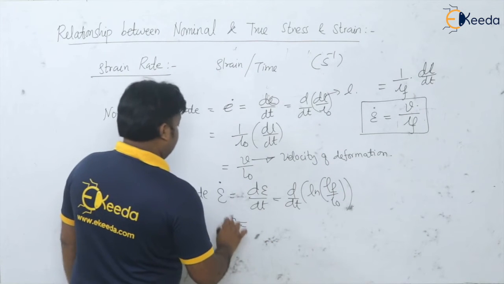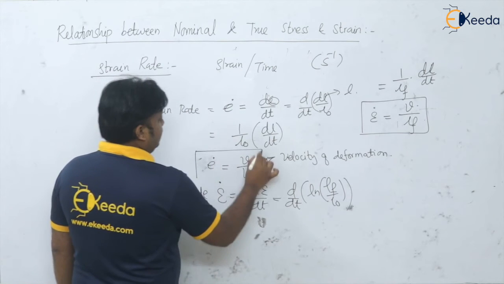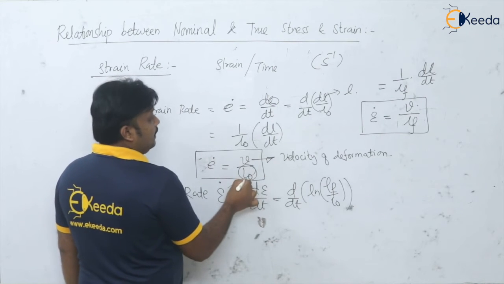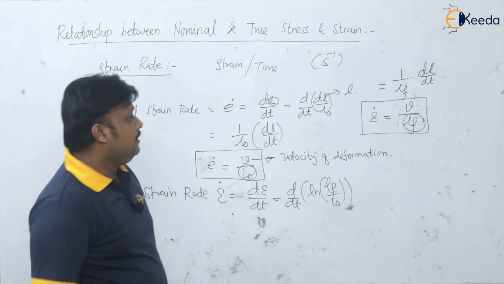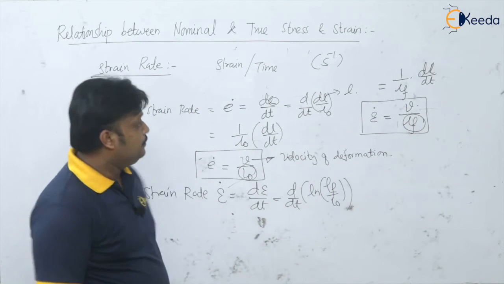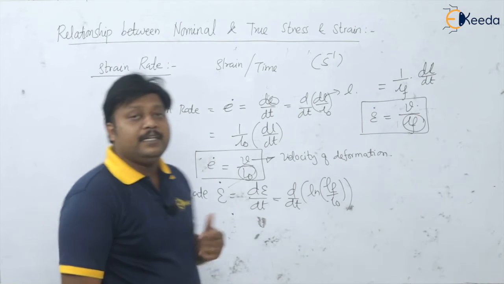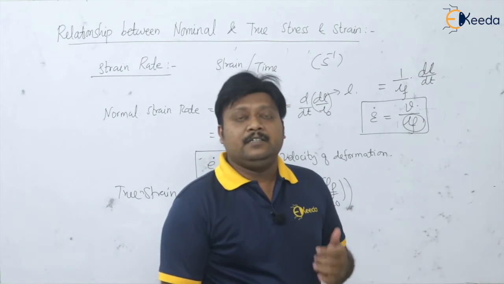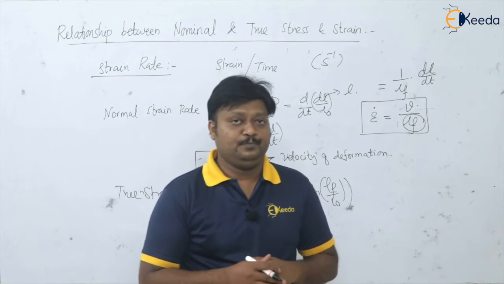So here for the true strain rate, what? For the normal strain rate it is the velocity divided by original length. Here it is the velocity divided by final length. V is the velocity of deformation. So this is how we can also calculate the strain rate, isn't it?